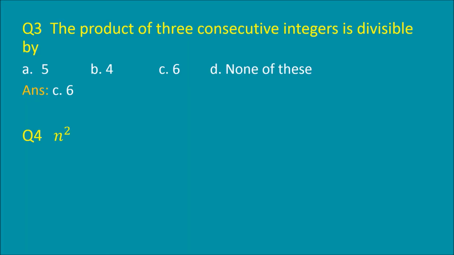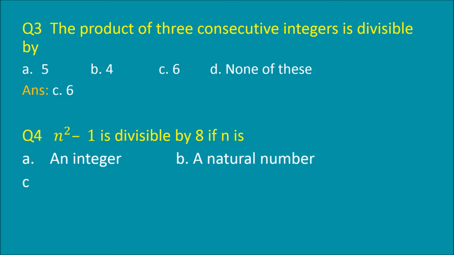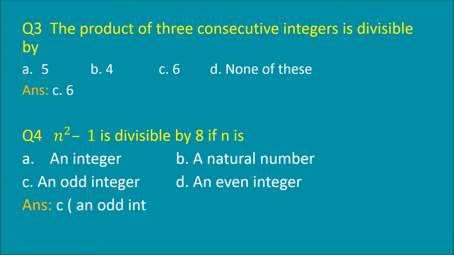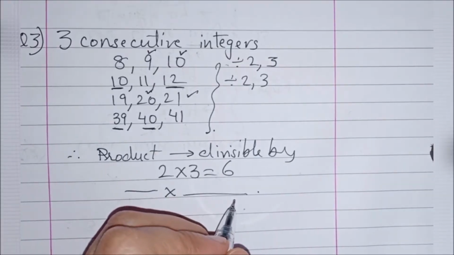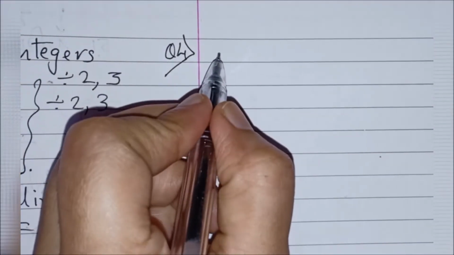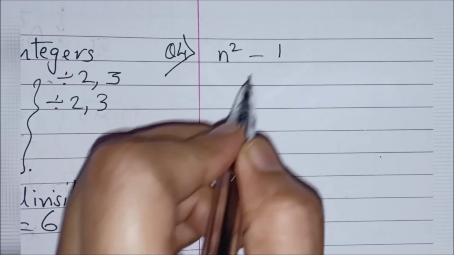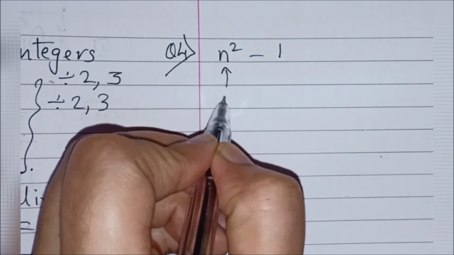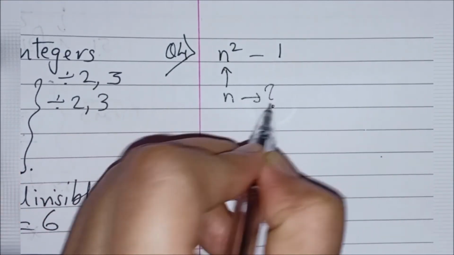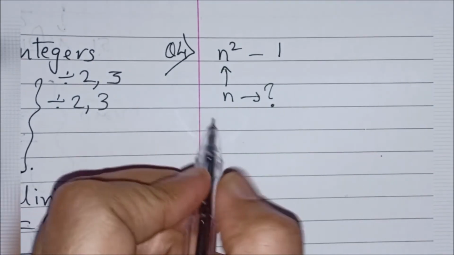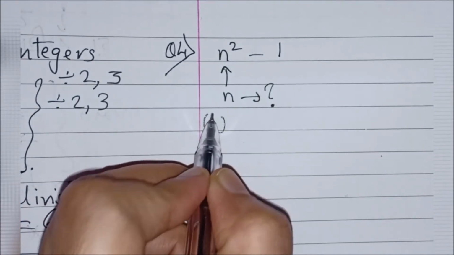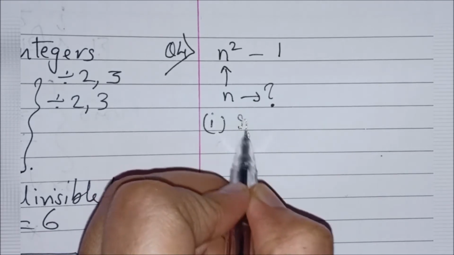Question 4. n square minus 1 is divisible by 8 if n is an integer, natural number, odd integer or an even integer. The correct answer is C, an odd integer. In this question, we have n square minus 1 and we are asked to check for n. Now let's take an example. What could be the possible value of n?